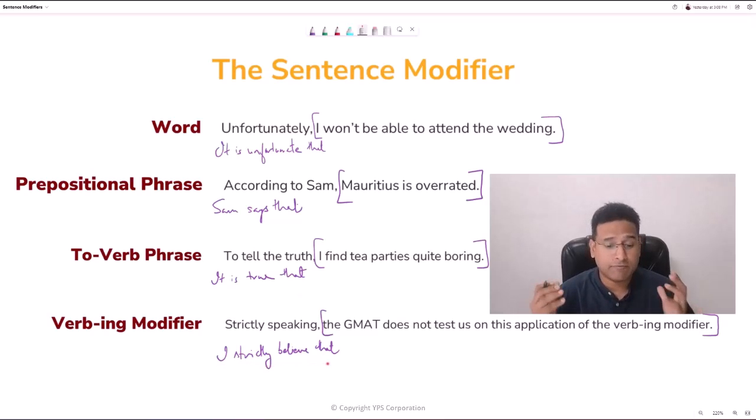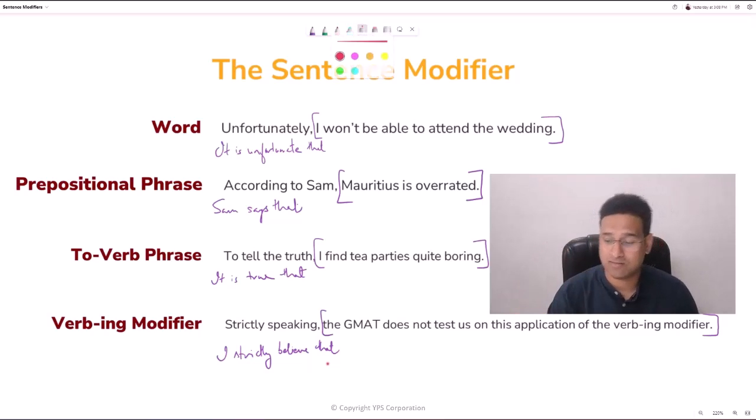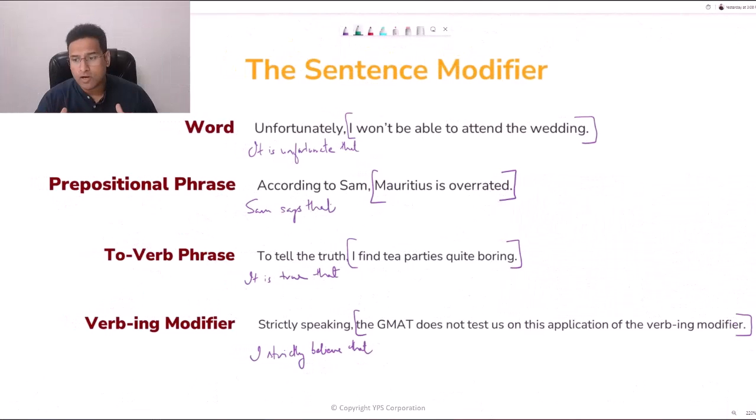So there you have it, four instances of the sentence modifier. Now, you must be wondering about what the last example said. So let me share that with you now. So far on the GMAT, we have only come across the first two instances in official questions. We have seen single word sentence modifiers. We have seen preposition phrases such as "according to." Every fifth question in the OGs begins with "according to," right? So these two are replete throughout the OGs. The other two, to-verb phrases and verb-ing modifiers, not so much, right?